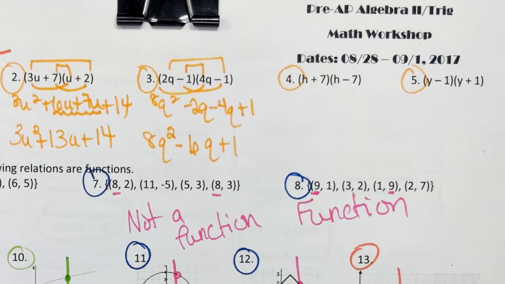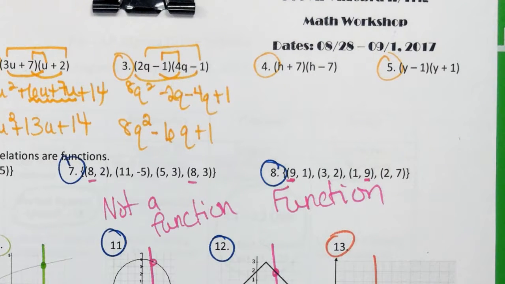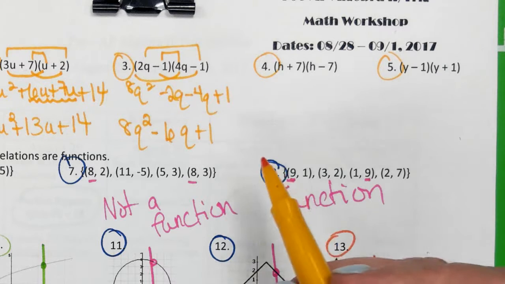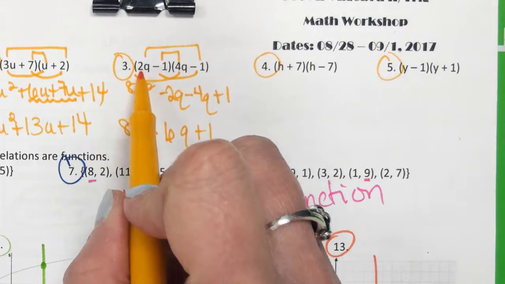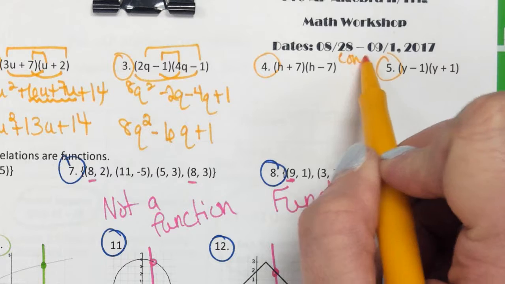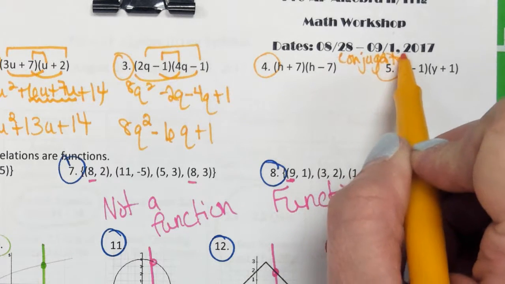What do you notice about 4 and 5? What cancels out from that? The middle, the outer, and the inner cancel out, right? Does anybody remember the name? It started with a C when the outer and the inner canceled out. Coefficient? No, that's the number in front, like 2 would be the coefficient there. It's a conjugate.